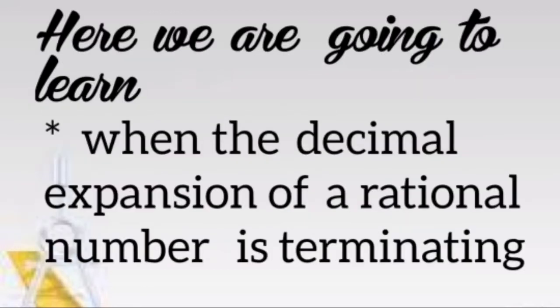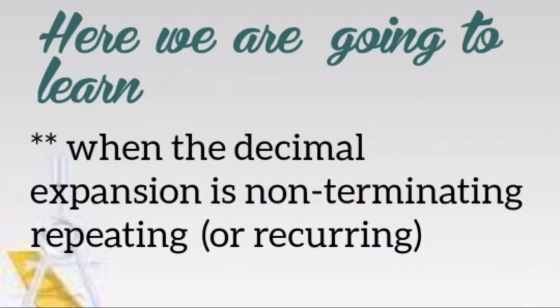Here in 10th standard we are going to learn when the decimal expansion of a rational number is terminating, and the second one, when the decimal expansion of a rational number is non-terminating, repeating or recurring. These two things we are going to discuss now.